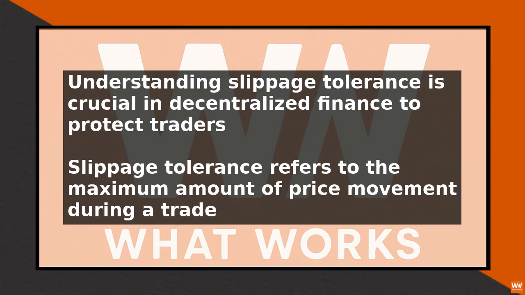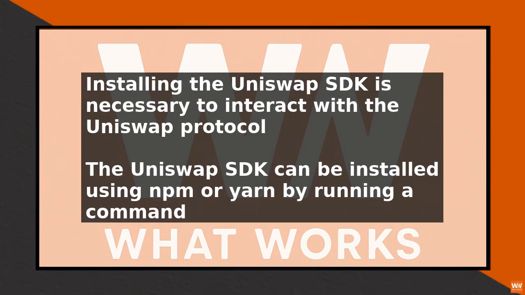First, ensure you have the Uniswap SDK installed in your project. The Uniswap SDK is a set of tools that allows developers to interact with the Uniswap protocol. You can install it using npm or yarn by running the command to add the Uniswap SDK package to your project. Next, import the necessary functions from the Uniswap SDK.